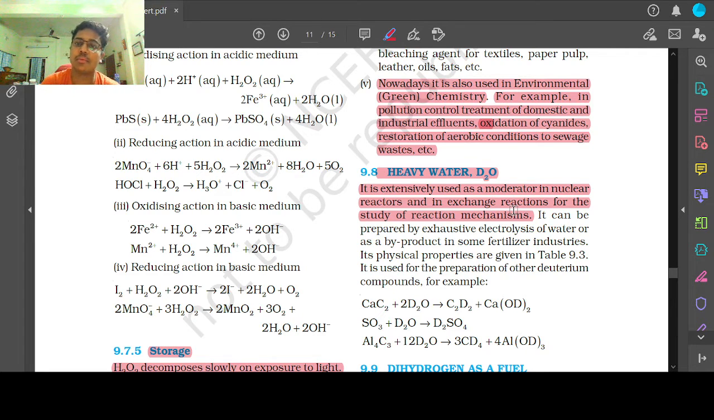So it is used as a moderator in nuclear reactors, and in exchange reactions. It can be prepared by exhaustive electrolysis of water or as a byproduct in some fertilizer industries. Okay, this is very important. They will ask you what is the method of preparation of D2O, and the answer is exhaustive electrolysis. I'll just highlight it again.